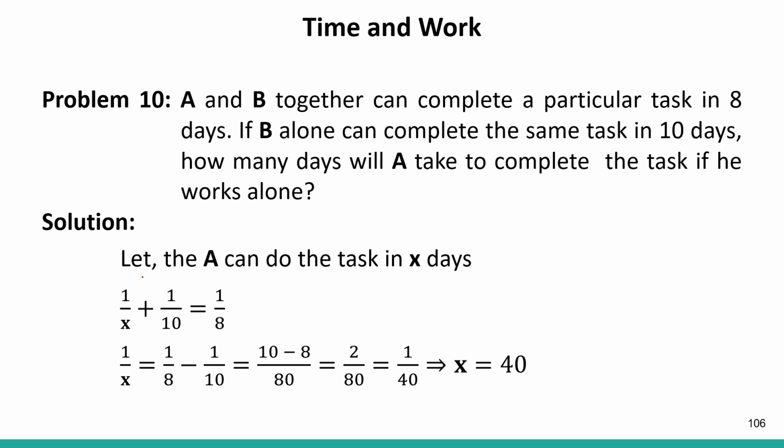So as you can see right here, let A do the task in X days. So 1 by X plus 1 by 10 is equal to 1 by 8. So 1 by X is equal to 1 by 8 minus 1 by 10. So this is equal to 10 minus 8 by 80. That is 2 by 80 is equal to 1 by 40. So this implies X must be 40.